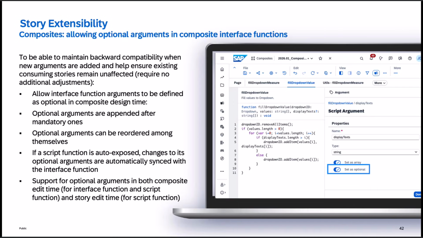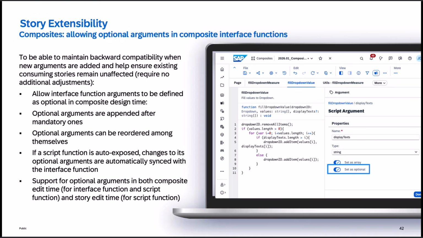Now you can define this additional argument as optional, and with that, it has the advantage that the existing stories do not need to be adjusted because it's an optional argument. So it will help you to maintain backward compatibility when new arguments are added, and also help ensure the existing consumer stories remain unaffected, requiring no additional adjustments. So you can see that once you define a script function, the arguments can be defined as mandatory, and now we add another option, which can be defined as optional.